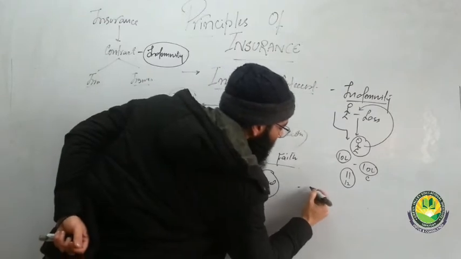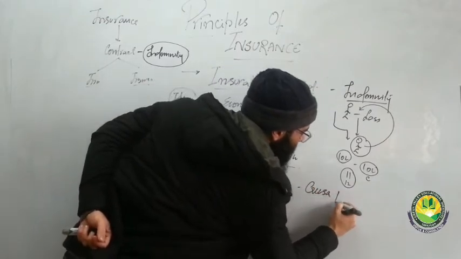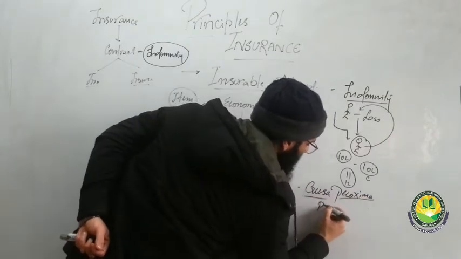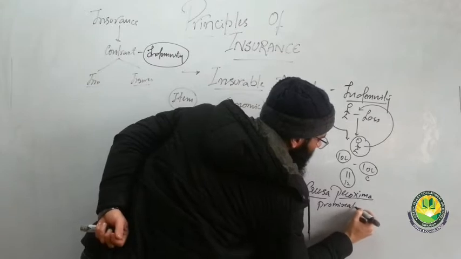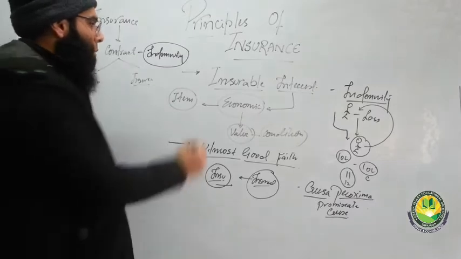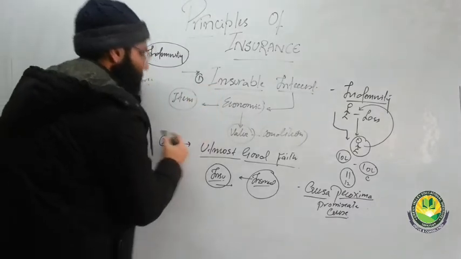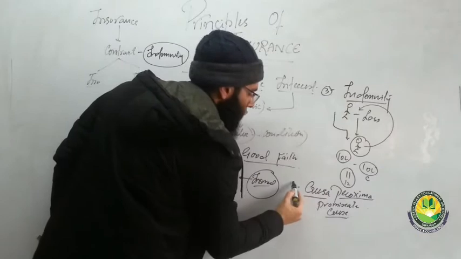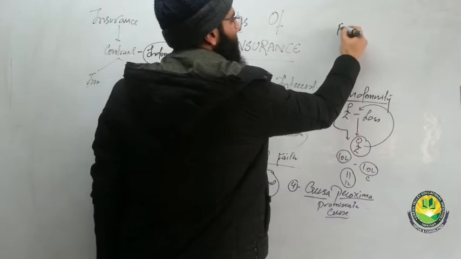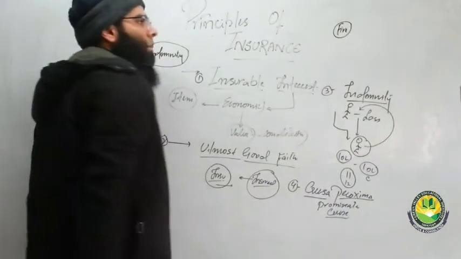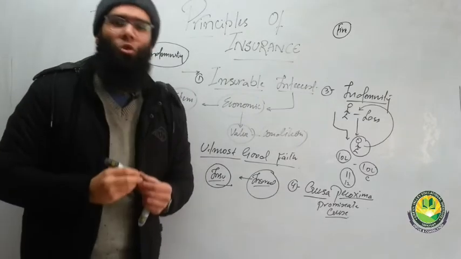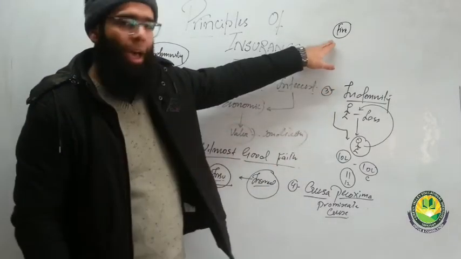Then we have the principle of causa proxima, or we can say proximate cause. When we say proximate cause, it simply refers to the closest cause. And what do we mean by the closest cause? Supposedly, we have taken up fire insurance, and we know that the compensation will be paid only when the damage to any building, to anything, is due to the fire.